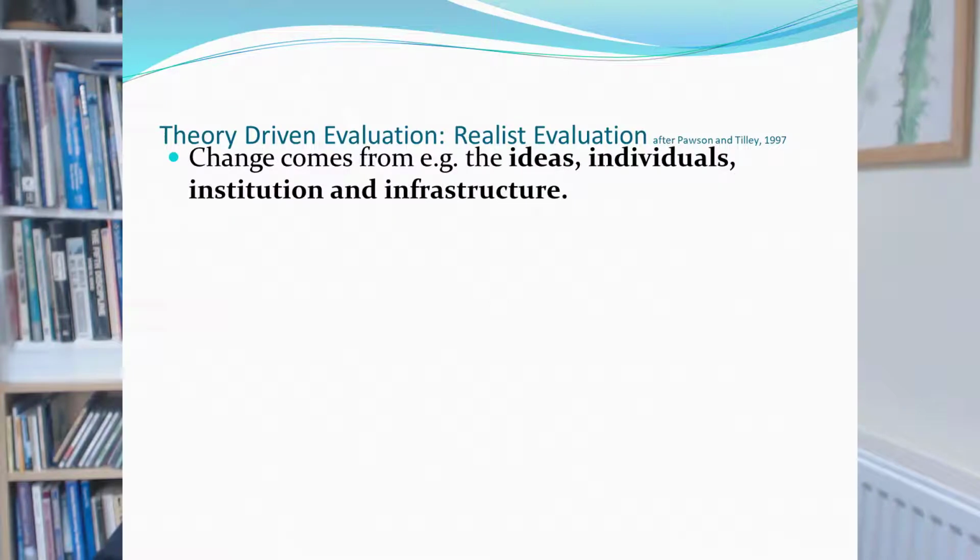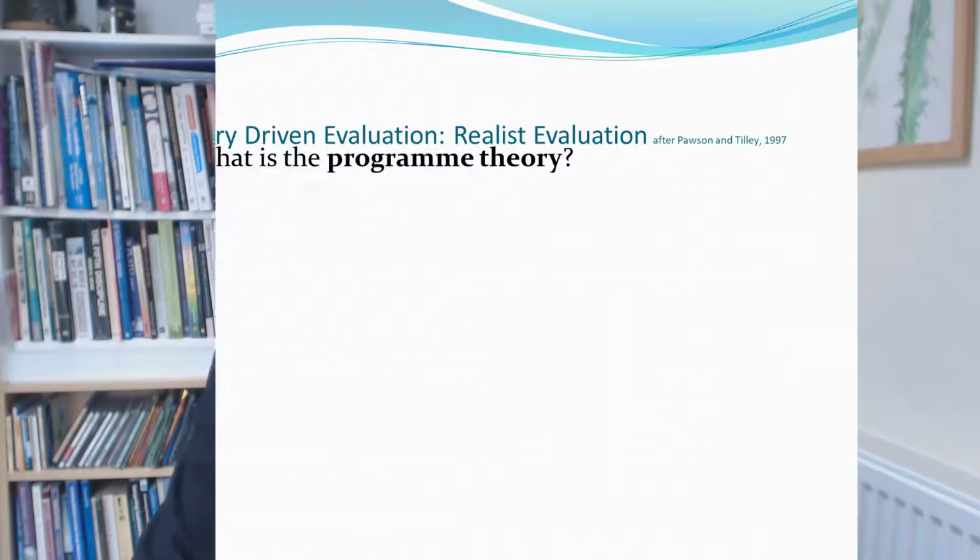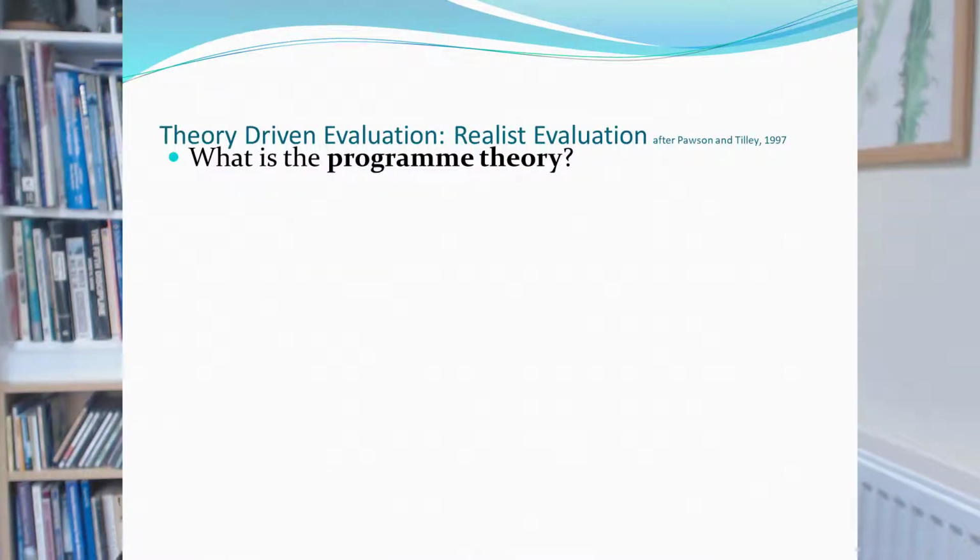So what's important is to identify these theories and be clear about how they work. It also is important to recognize that change comes from the ideas that people have, the individuals, the institution, and the infrastructure that is in place in the organization. So ask, what's the theory of the program? And once we've established that, we start thinking about three levels.